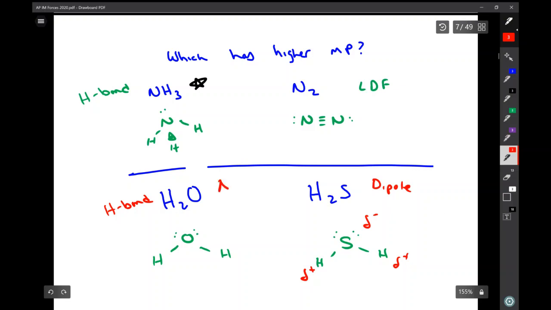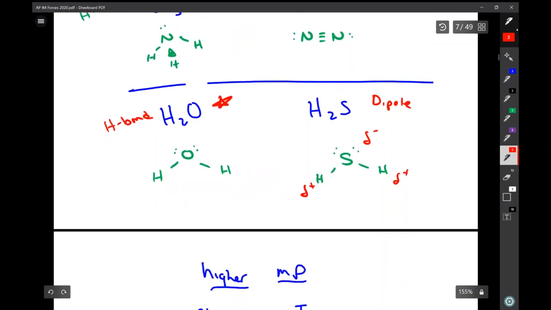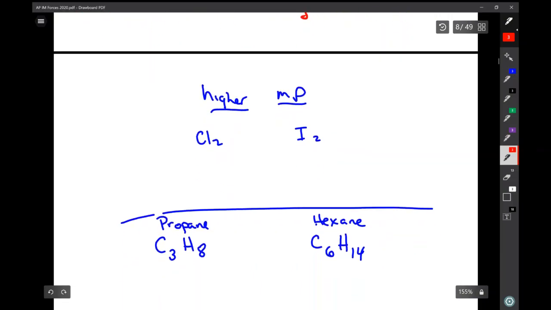So water will have the higher melting point. That is also why water is a liquid at room temperature, whereas H2S, hydrogen sulfide, is a gas at room temperature. All right, look at a couple others you may see here.